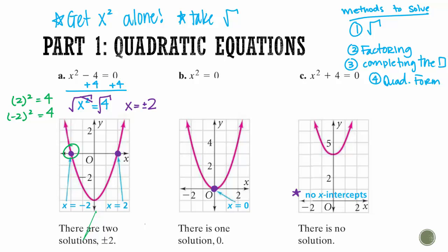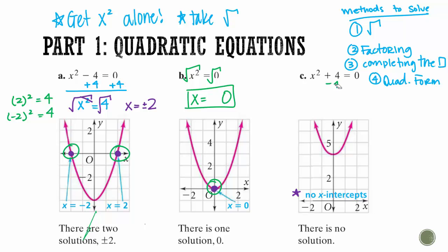And then we can see that positive 2 and negative 2 are right where this crosses. So the next one, x squared is alone, so all I need to do is take the square root of both sides. Now remember plus or minus, but if I have positive 0 or negative 0, it's still just 0. So with this, we can see there's only 1 solution, and it crosses right here.